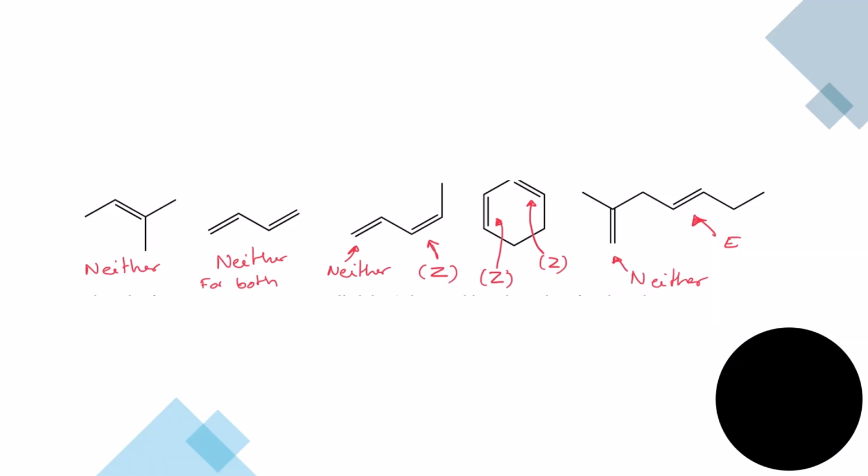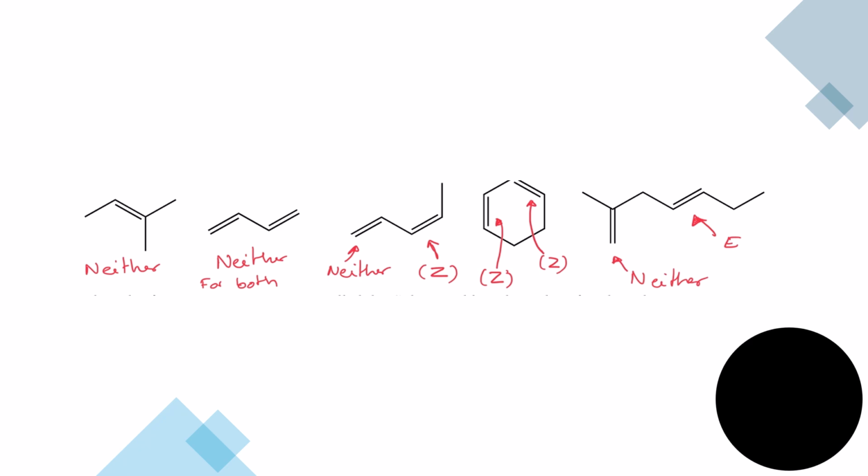So here are some examples. Here we can't assign a priority because we have the same bonding arrangement coming off of each double bond. So here we have neither E nor Z. Same applies to here, where on this double bond we have two H's coming off. You have to be able to assign priority. If you can't assign a priority, you can't be E or Z.